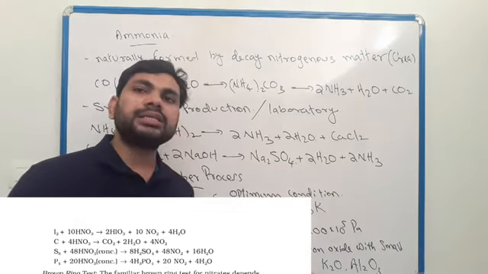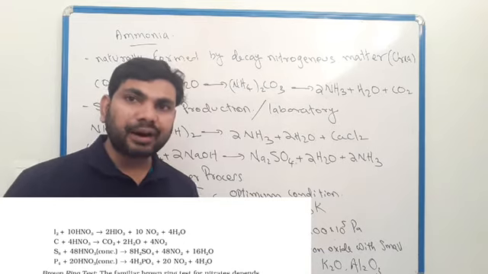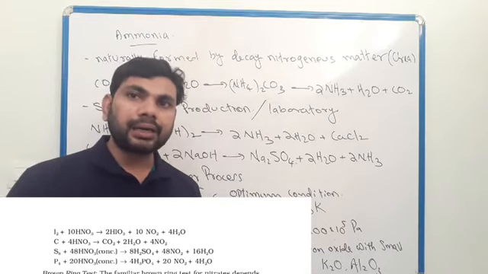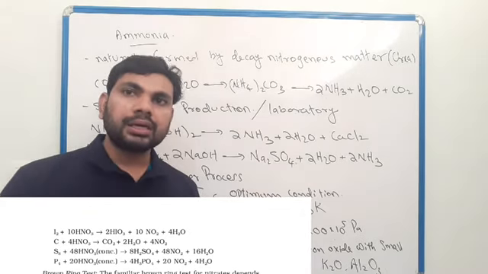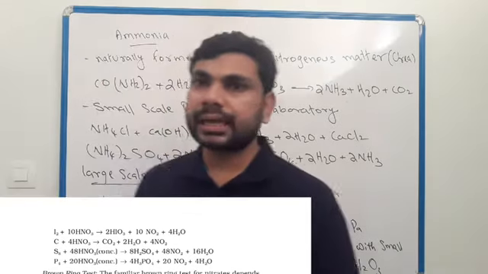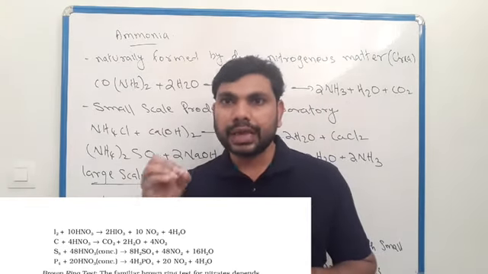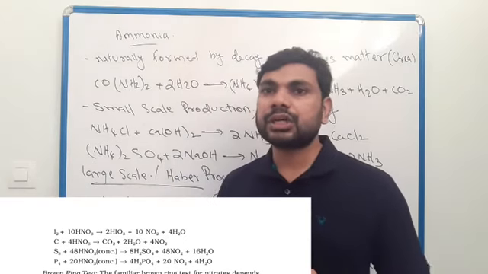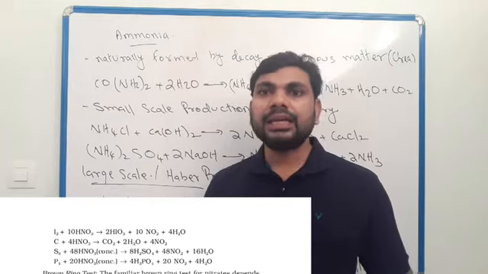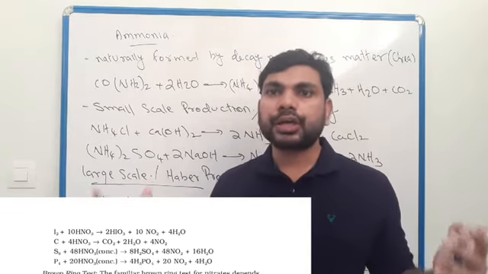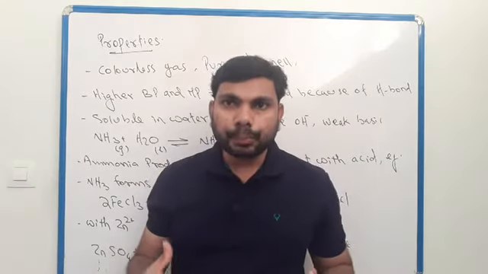So these are the optimum conditions for the Haber process: temperature 700 Kelvin, pressure 200 times 10 power 5 Pascal, and iron oxide as catalyst with a small quantity of potassium oxide and aluminium oxide. Clear? So these are the things about production of ammonia. A small quantity is produced naturally by decomposition of nitrogen containing matter such as urea, a small quantity by reaction between alkali and ammonium salt, and large scale production is by the Haber process. Clear? Next we have to understand the properties of ammonia.